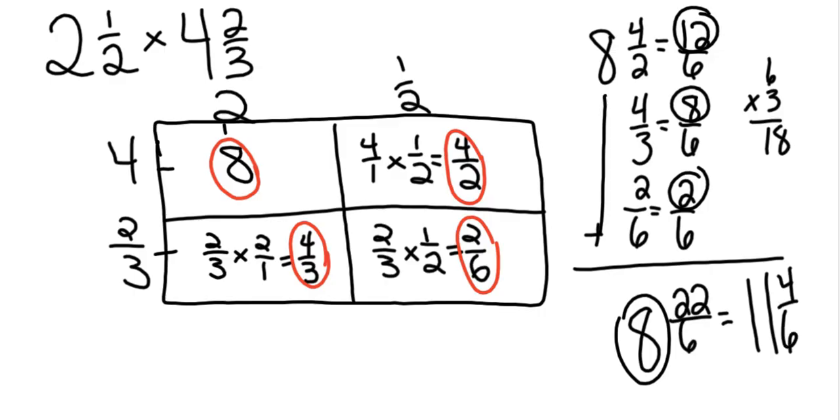So our answer is 11 and 4/6. However, we can simplify because we can divide both 4 and 6 by 2, correct? So 4 divided by 2 is? 2. And 6 divided by 2 is? 3. And that is our answer. Yay.